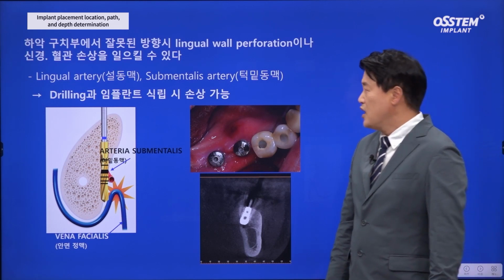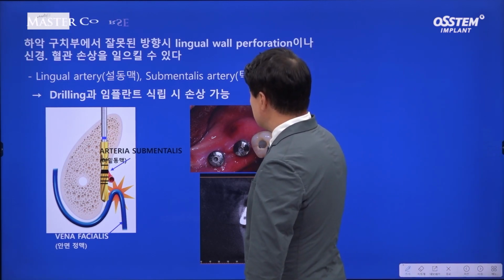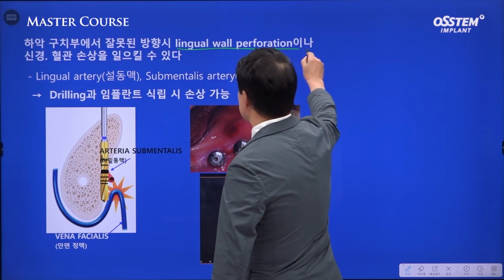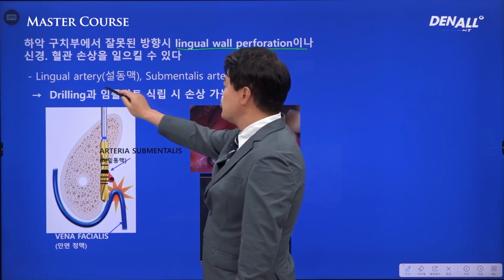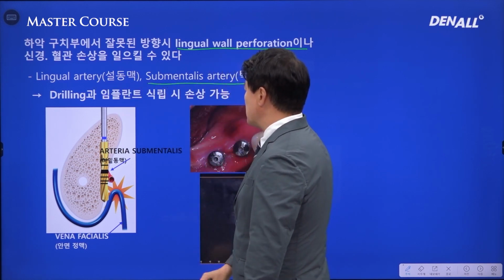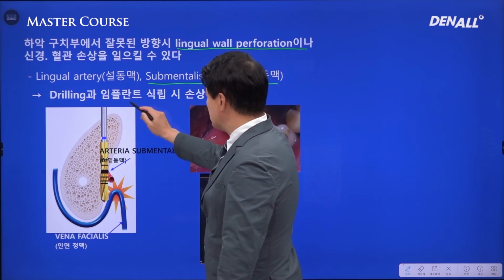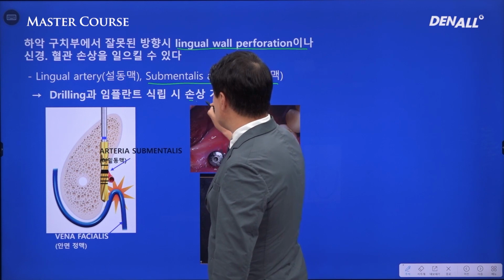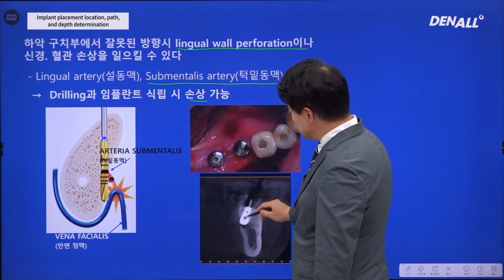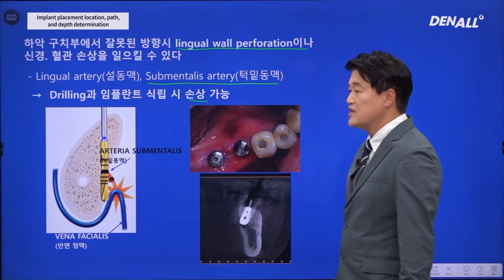One more thing, in the posterior region in the mandible, when the direction of implant placement is not proper, it can cause lingual wall perforation. The lingual artery, submentalis artery can be invaded, leading to injury. So in the lower posterior region, we need to be careful not to make lingual wall perforation.